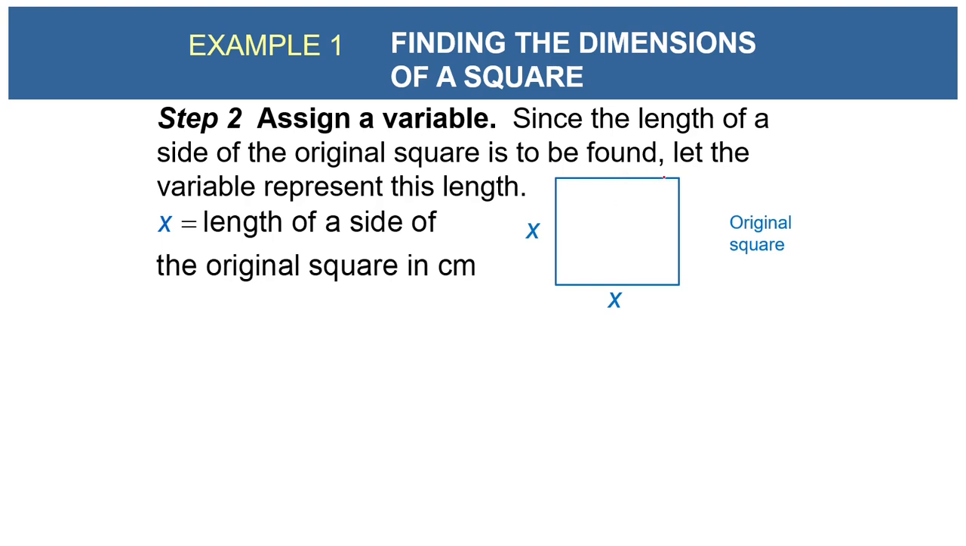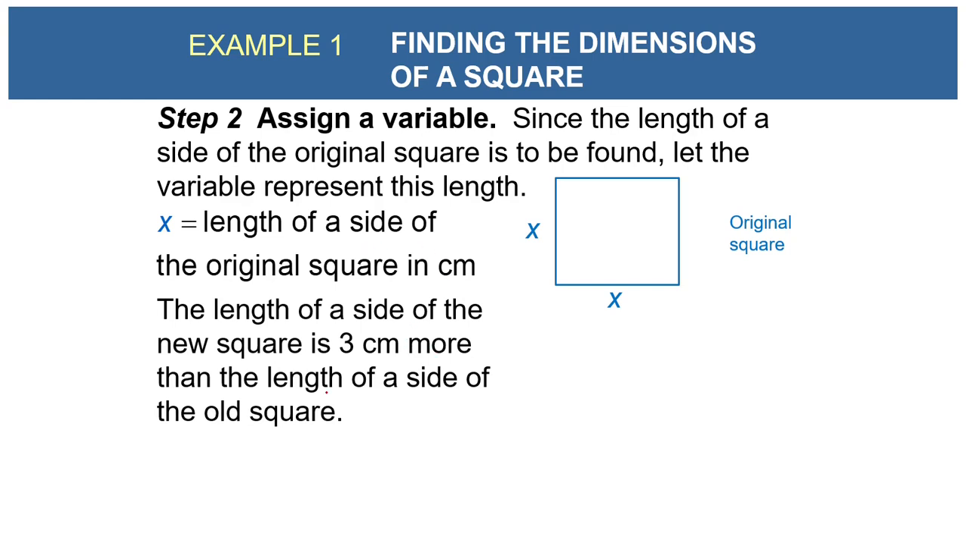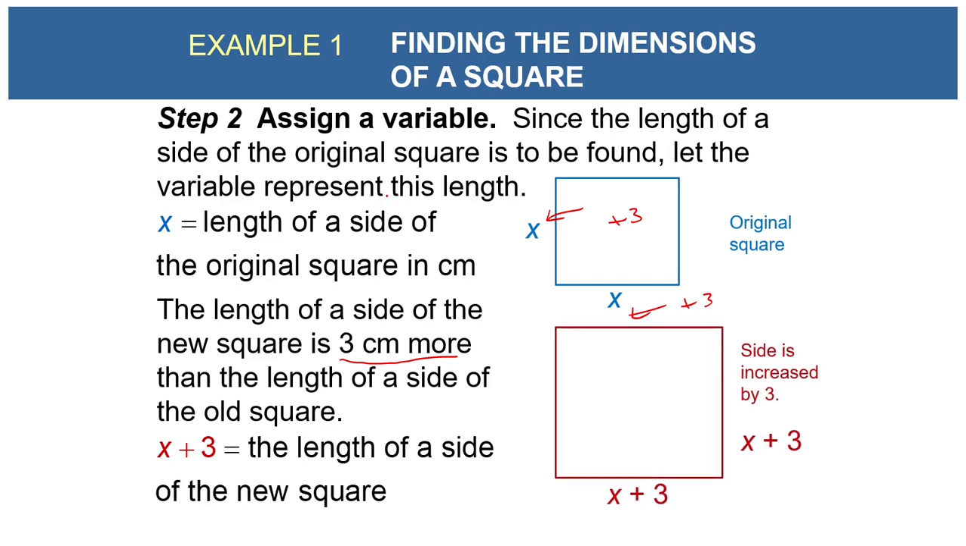So here I have a picture and I'm labeling each of the sides with x. That's the length of the original square. The length of the side of the new square is 3 centimeters more than the length of a side of the old square. So I'm going to increase each of these by a distance of 3 centimeters. This tells me that x plus 3 is equal to the length of a side of the new square. And so x plus 3 is now the length of each of the sides of the square.